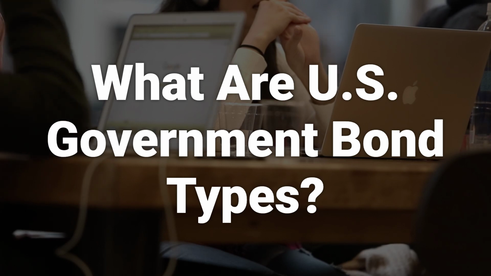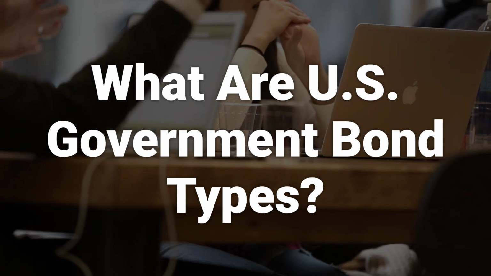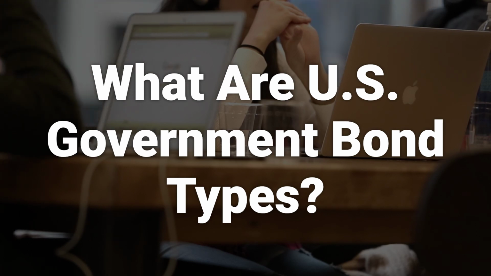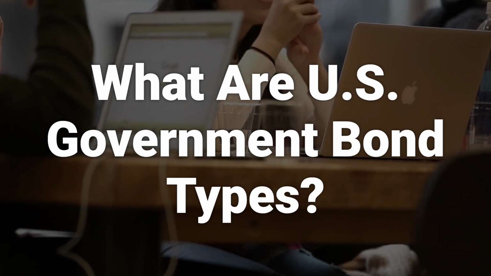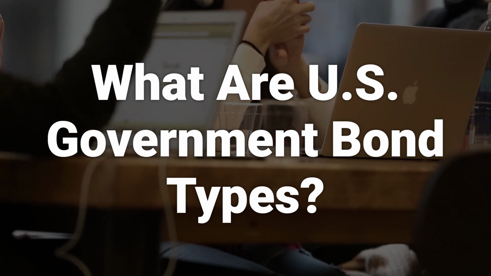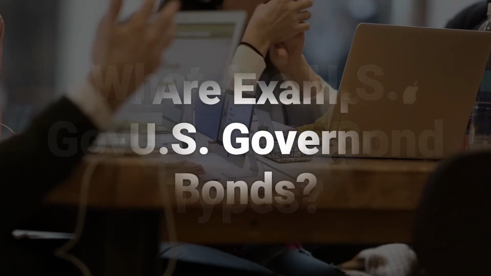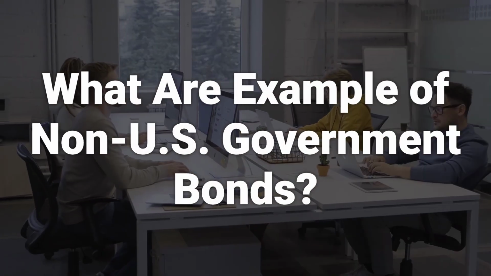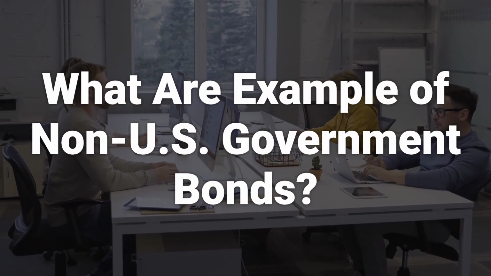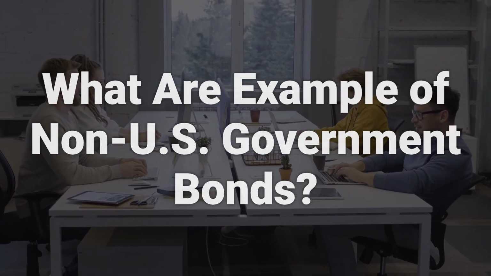The U.S. government has a variety of different Treasury securities available for purchase, including Treasury bills, Treasury notes, Treasury bonds, Treasury inflation-protected securities, floating-rate notes, FRNs, Series I savings bonds, and Series II savings bonds. Foreign governments around the world issue debt in the form of bonds.